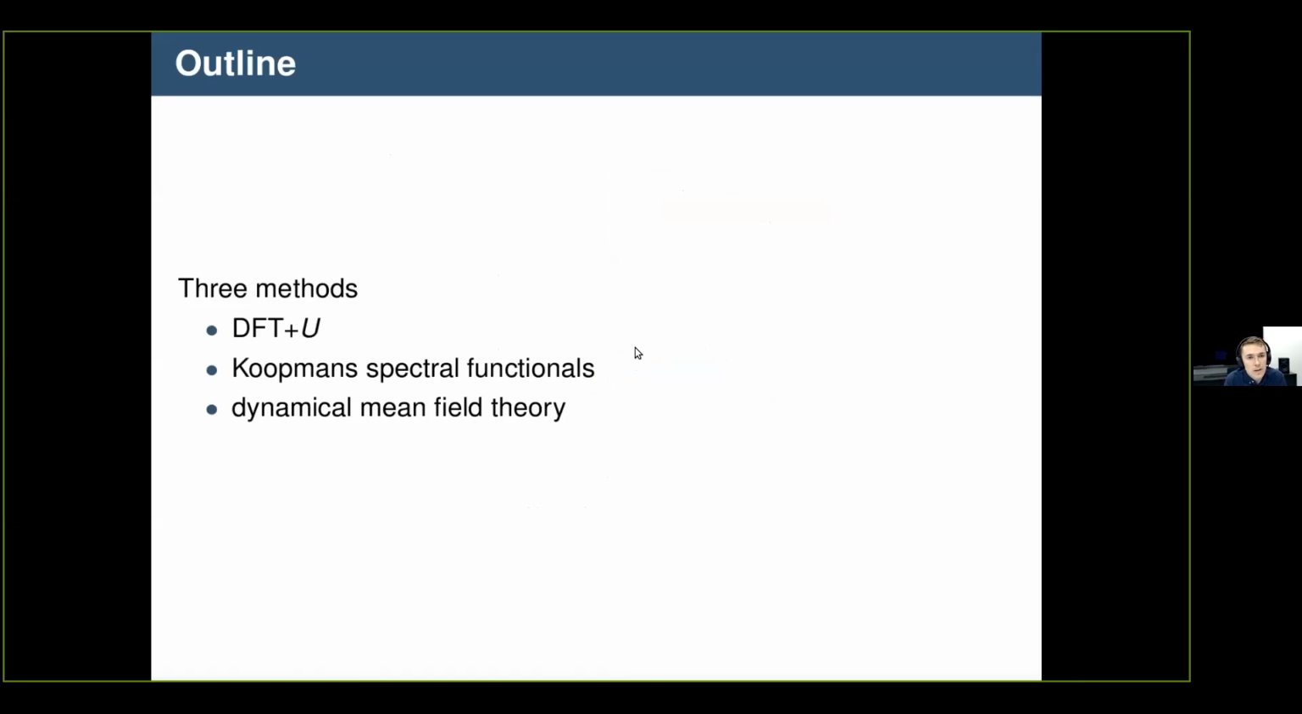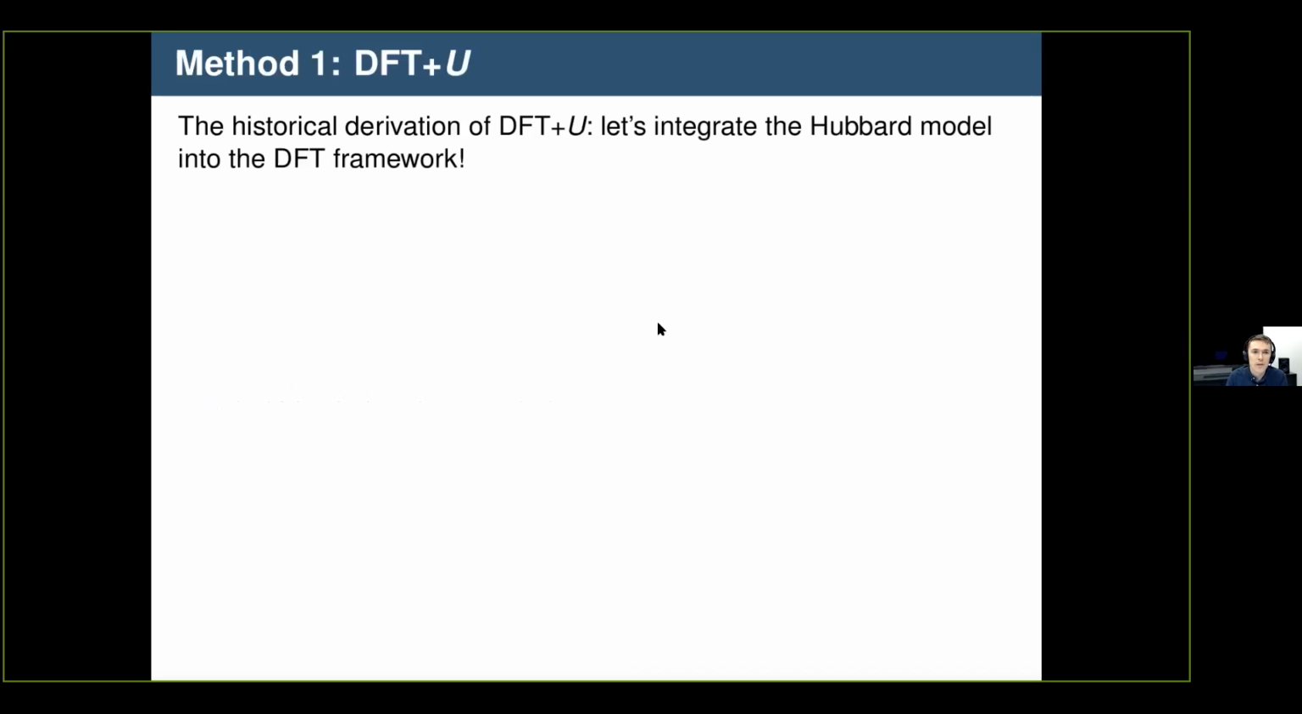So to deal with these various problems with density functional theory, I'm going to talk about 3 different methods: DFT+U, Koopmans spectral functionals, and dynamical mean field theory. So just launching straight into method 1, which is DFT+U. DFT+U is inspired by the Hubbard model.